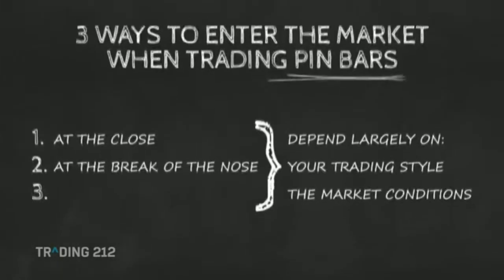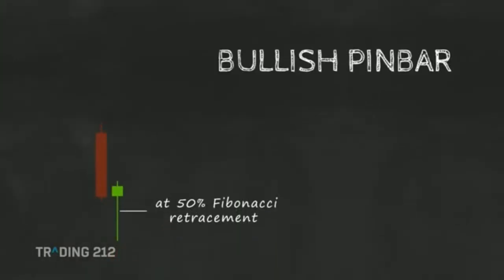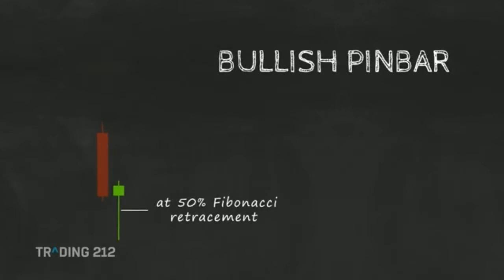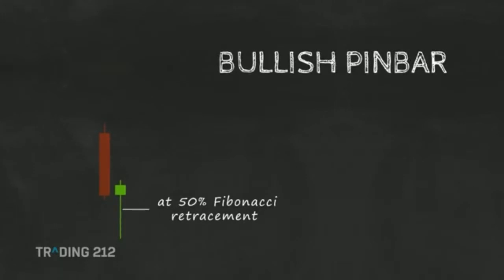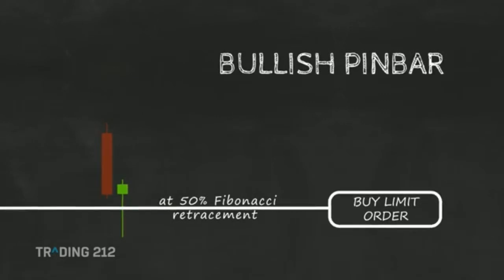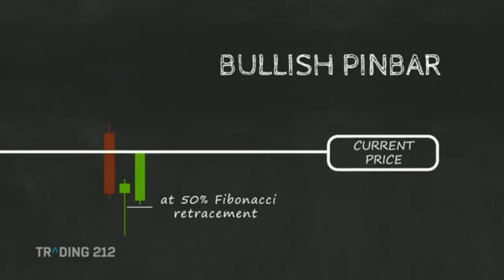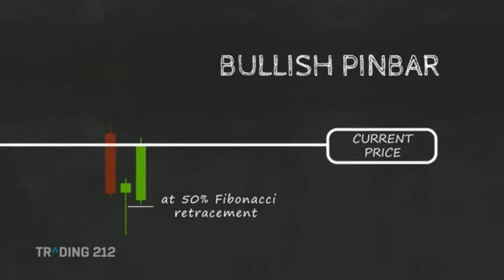The third entry is waiting for a retracement. This is the ideal entry but also the hardest to achieve. If you've watched our previous video on retracements, you'll know the basis of how trading retracements work. You would set a pending buy limit order at the 50% retracement level. The ideal situation here would be that the price would come down to the retracement level and then shoot up from there, giving you an impressive risk-to-reward ratio.